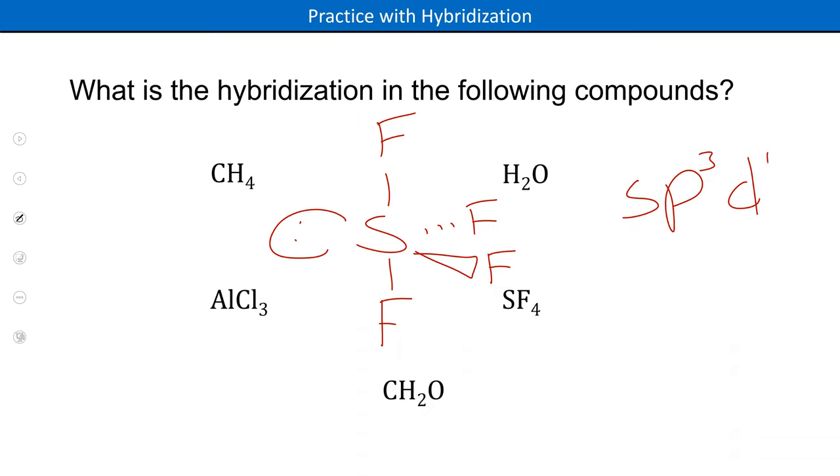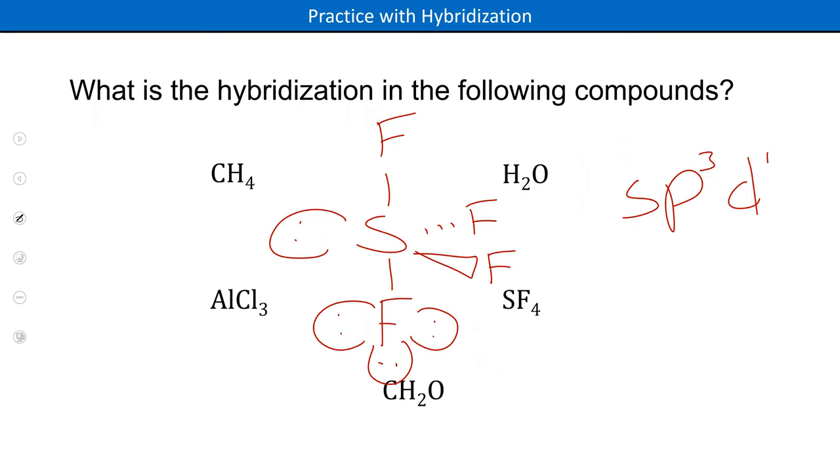So let's talk about the fluorines. The fluorines have their own hybridization. The fluorines each have four electron domains, right? Which means each of the fluorines is sp3. And the sulfur is sp3d.